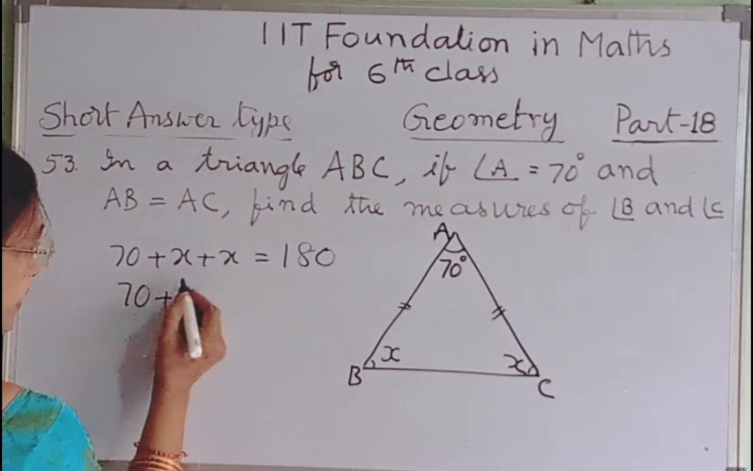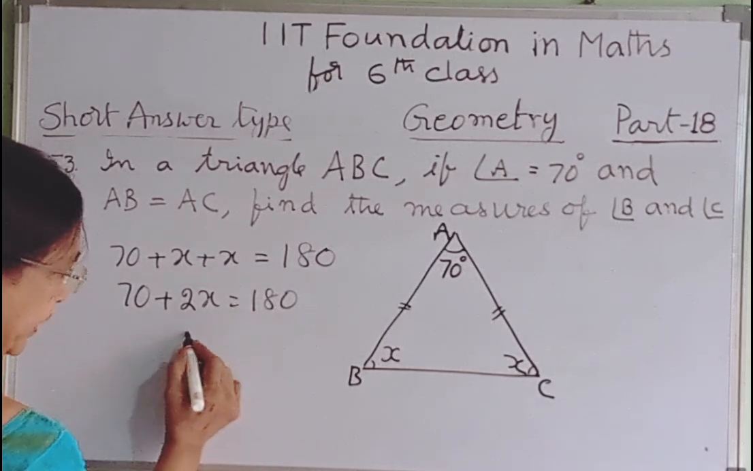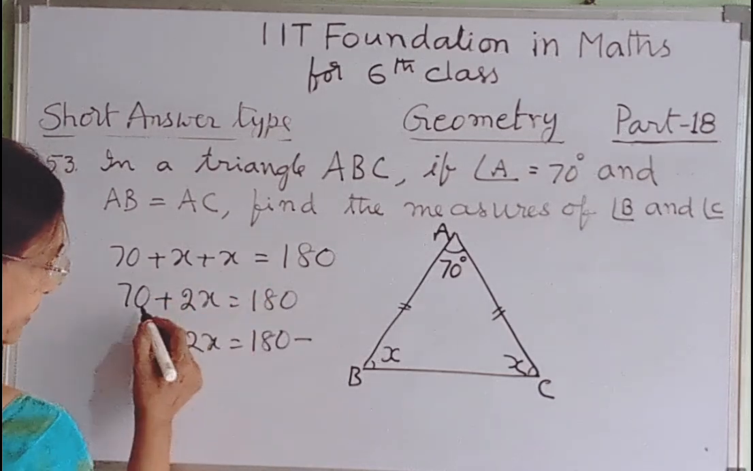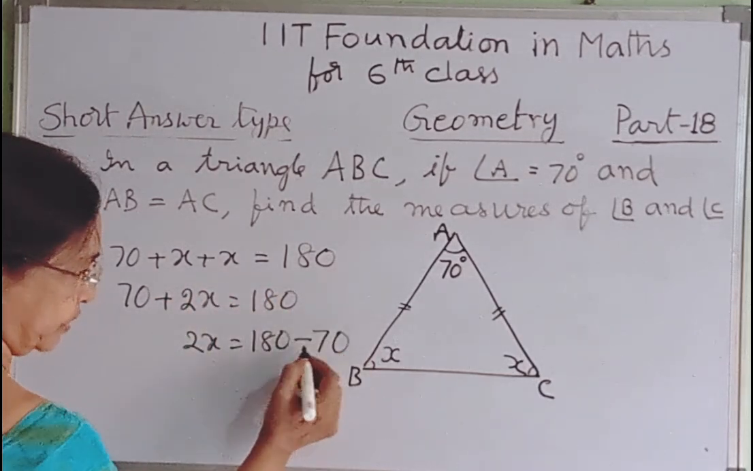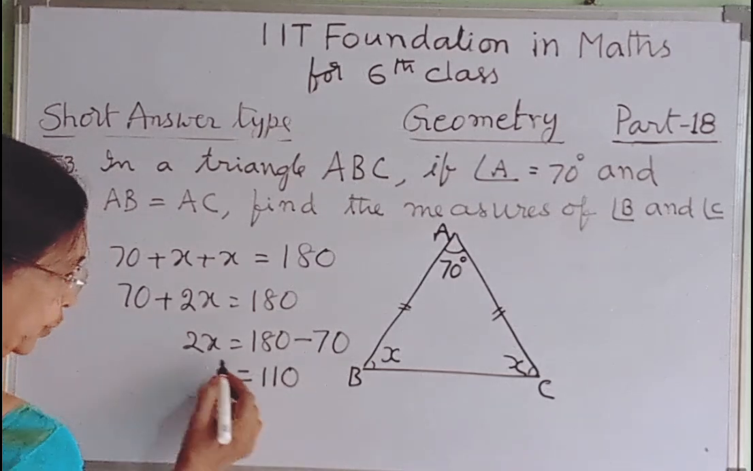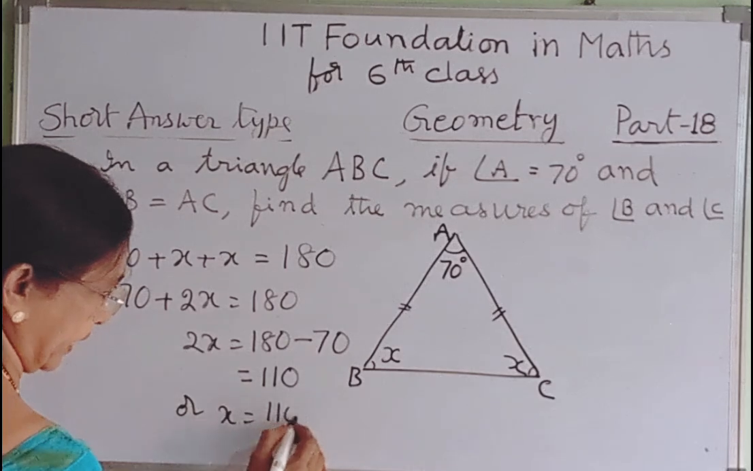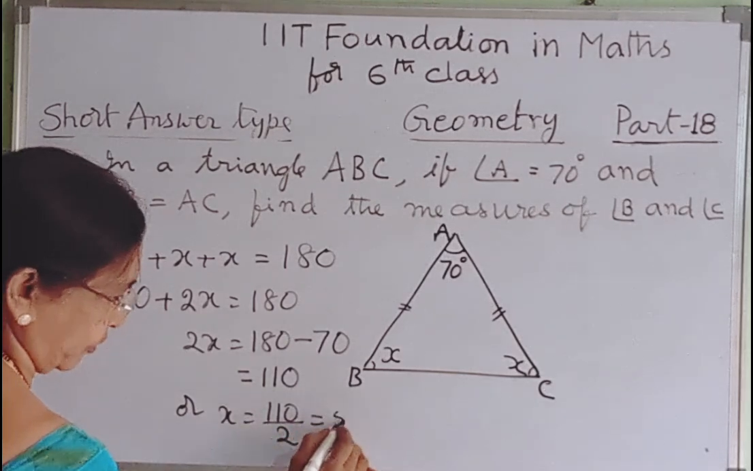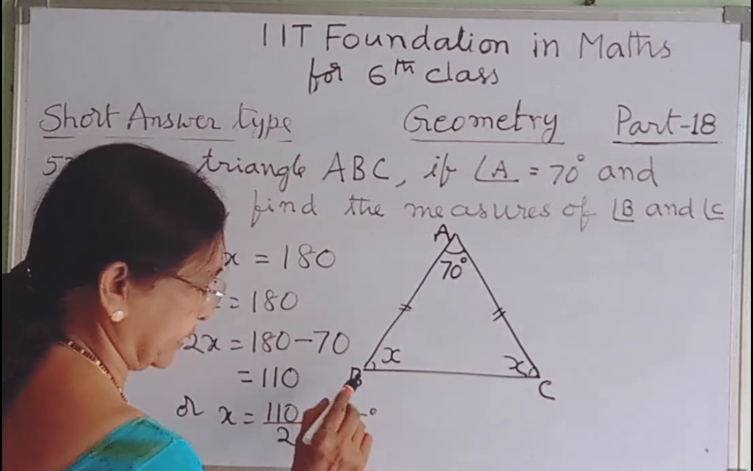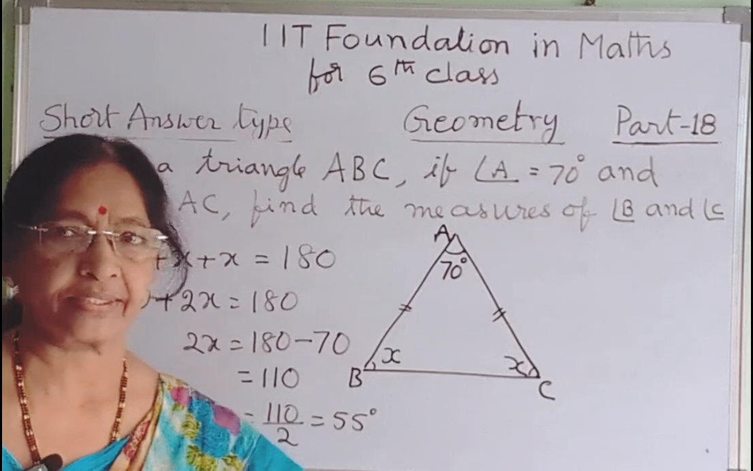Therefore, 70 plus x plus x, 2x is equal to 180. Or 2x is equal to 180 minus 70. The 70 taking to the other side, it becomes minus 70. Therefore, 180 minus 70, 110. 2x is equal to 110, or x is equal to 110 by 2, which is equal to 55 degrees. So, each of these two angles, that is angle B is equal to angle C is equal to 55 degrees.